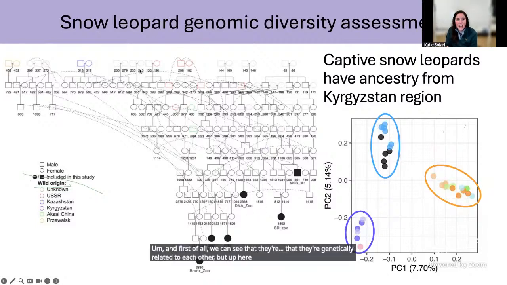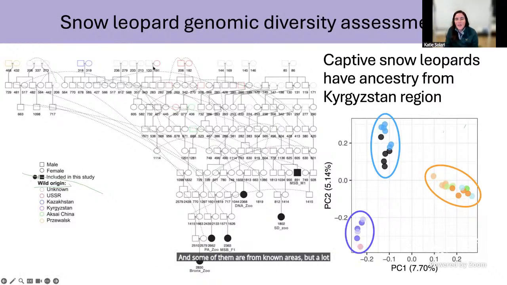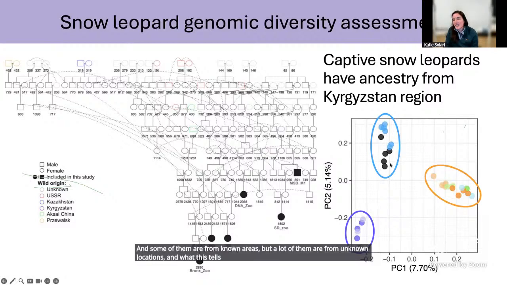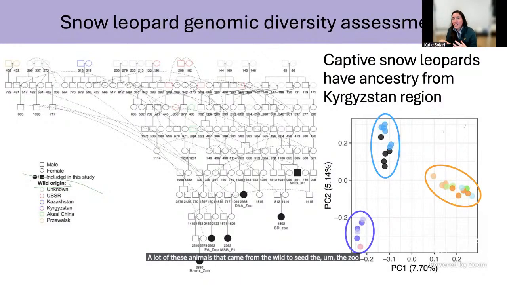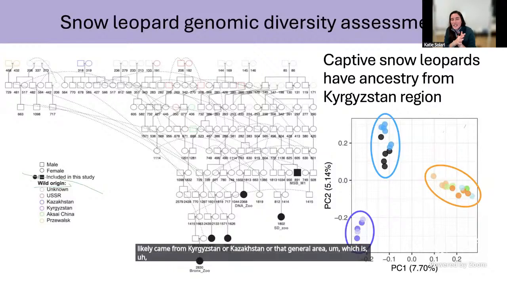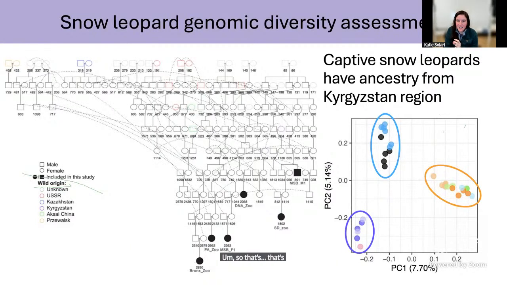But up here we have the wild sources that seeded this captive zoo population. Some of them are from known areas, but a lot of them are from unknown locations. What this tells us is that a lot of these animals that came from the wild to seed the zoo population likely came from Kyrgyzstan or Kazakhstan or that general area, which is actually consistent with what our colleagues at the Snow Leopard Trust say they were familiar with. So that's an interesting insight, I think.